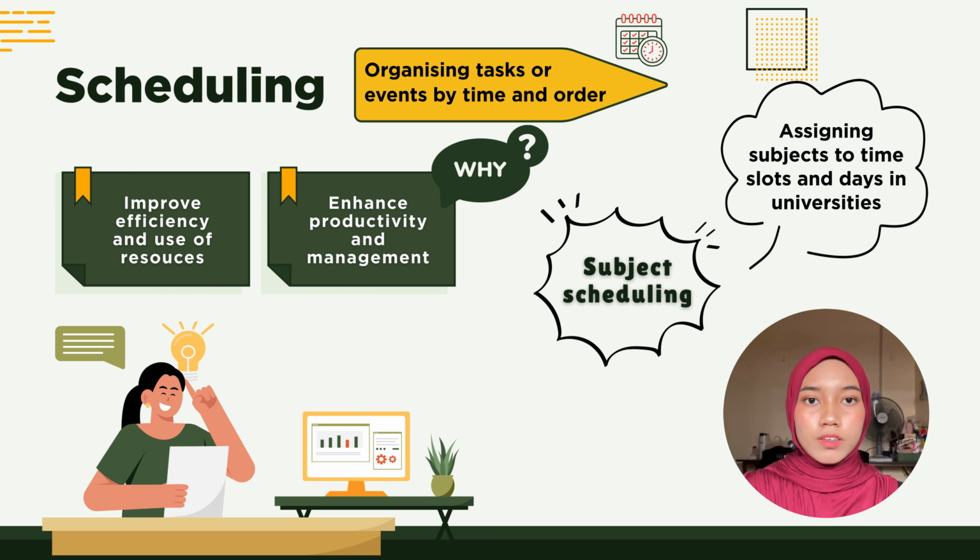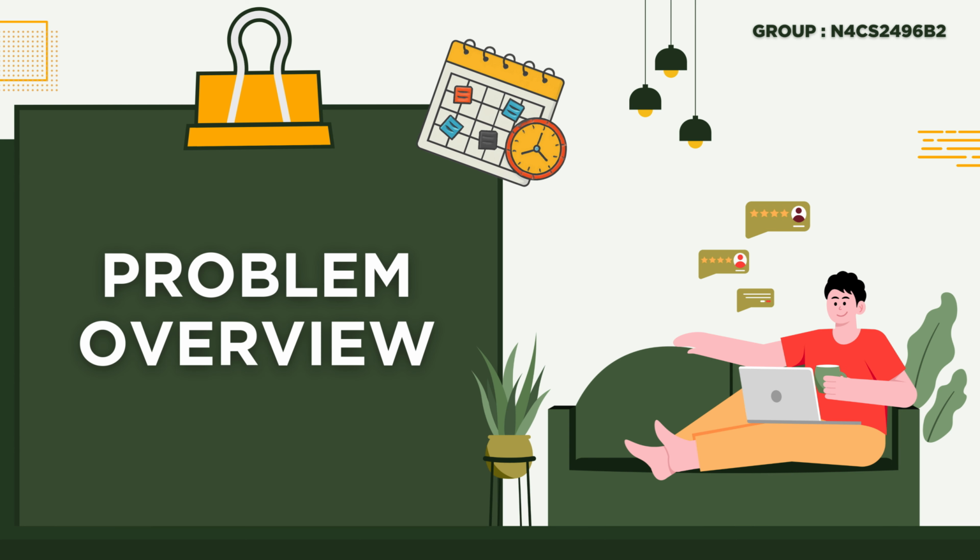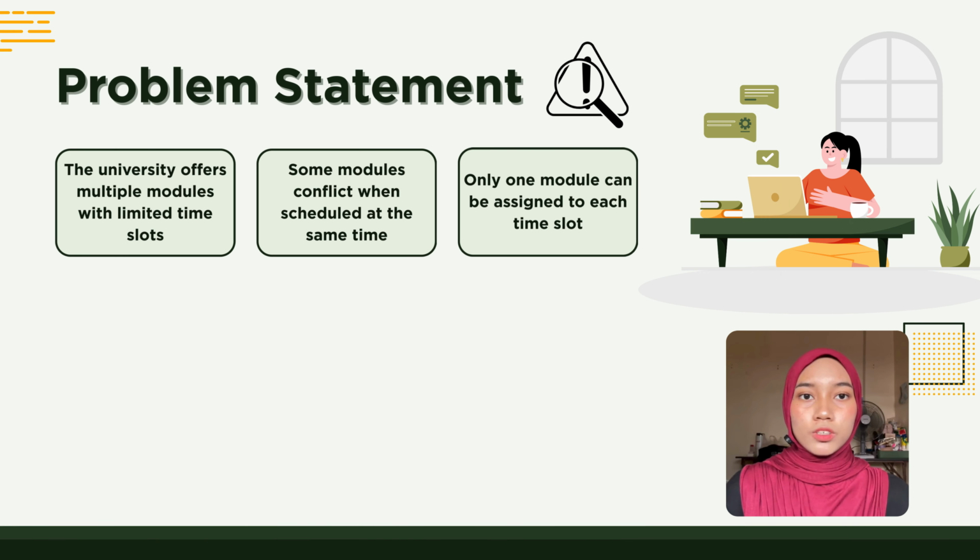As the number of courses increases, timetable optimization becomes important to ensure that schedules are efficient, practical, and free from clashes. The university offers multiple modules within a number of time slots. Problems happen when modules that share students or resources are scheduled at the same time. It will cause conflicts. Since only one module can be assigned to each time slot, manual scheduling may lead to class clashes and wasted time.